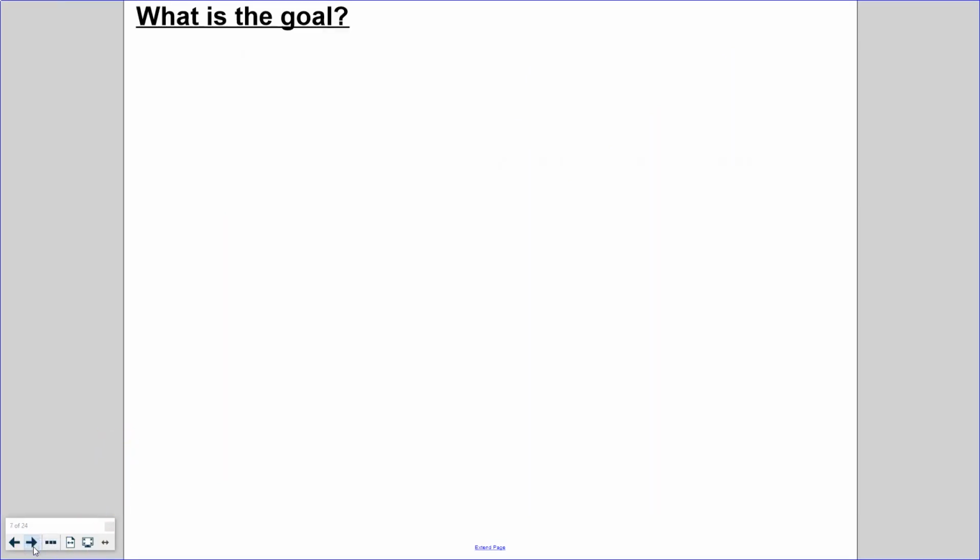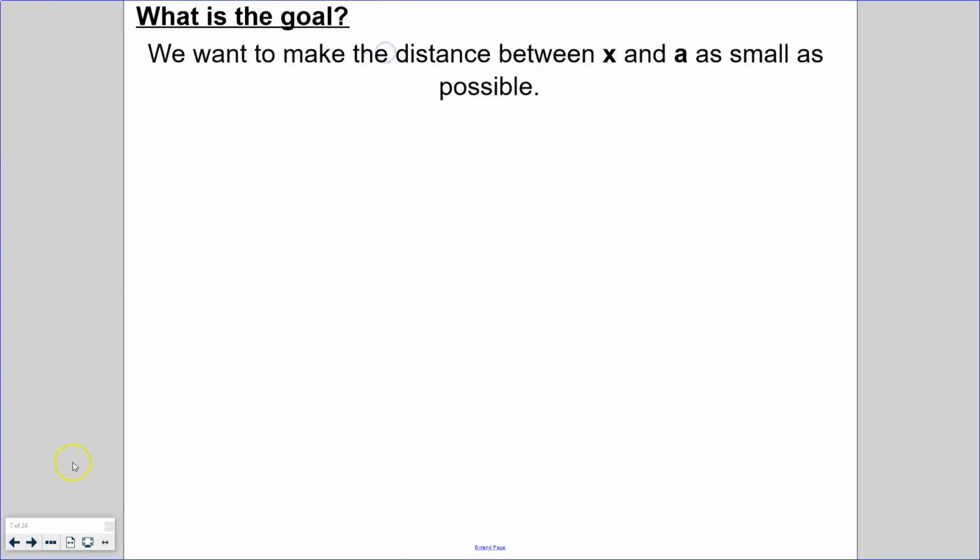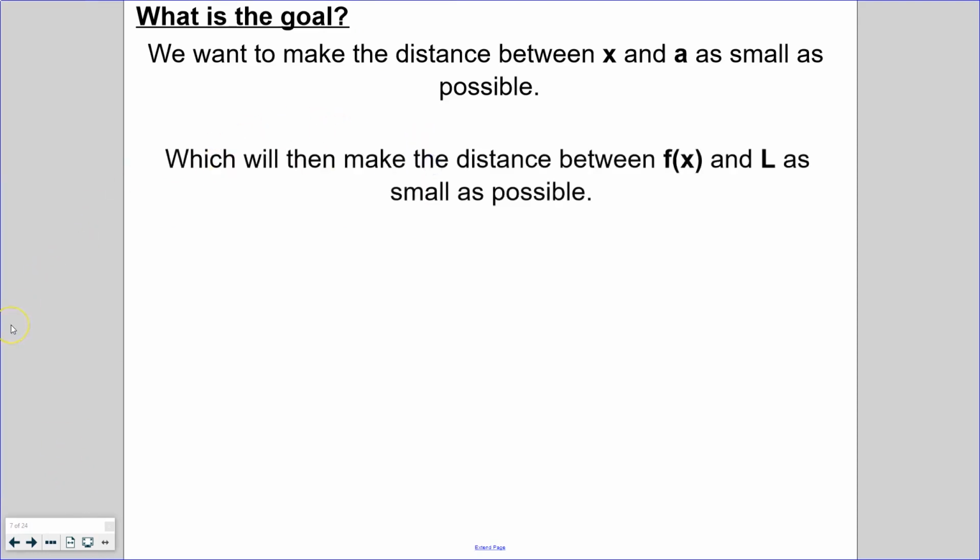So, what is our goal in this whole process? Well, our goal in this whole process, as we said, is that we want to make the distance between x and a as small as possible. And in making the distance between x and a as small as possible, we will also make the distance between f of x and L as small as possible. Now let's just quickly remember that we said x refers to the actual value, and a refers to the intended value. And same thing, f of x is the actual, whereas L is the intended.